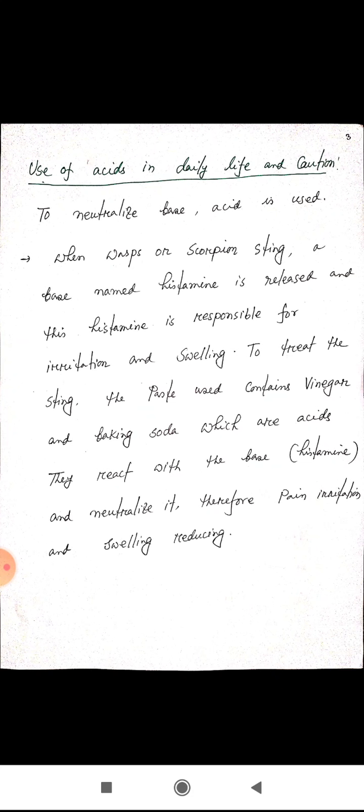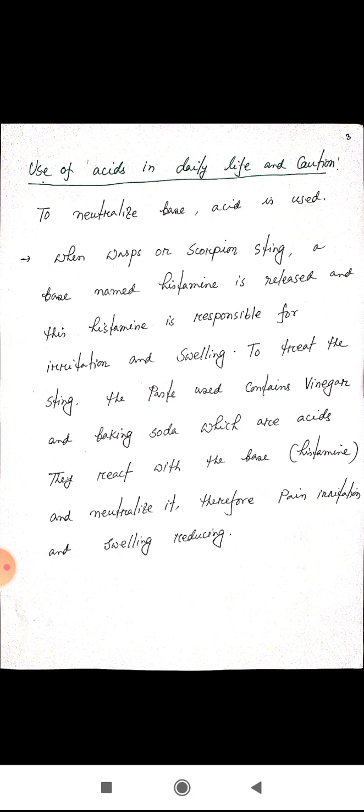So, use of acids in daily life and caution. We know in our daily life we use acids for different purposes, and although acid is very harmful to us, it is also very helpful for us. So it has both phenomena. It has advantages and disadvantages. So we will discuss both phenomena.